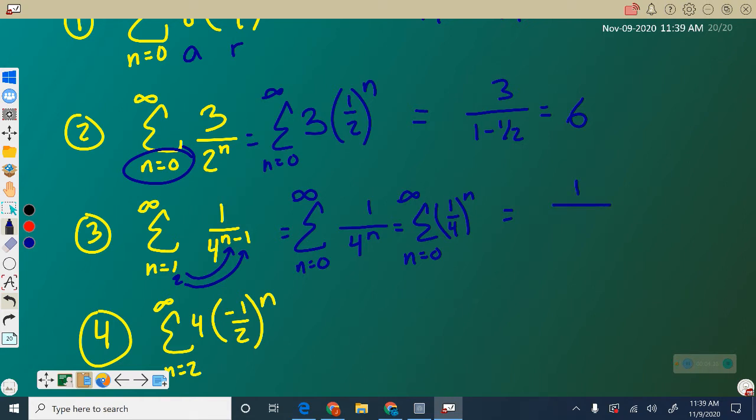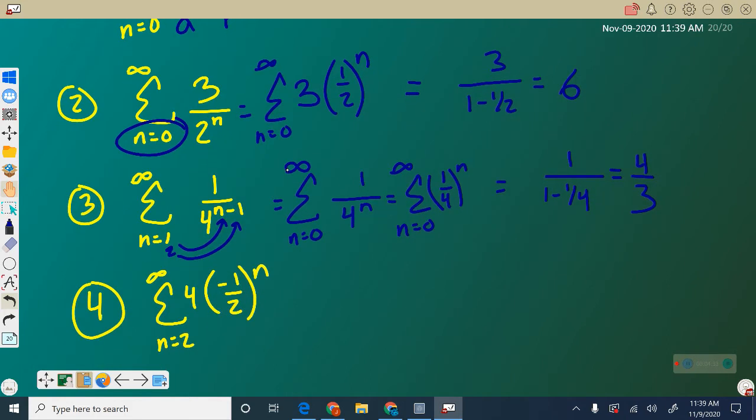There's no number in front, so we call it just 1. 1 minus 1/4 is your denominator. So you get 1 over 3/4, which becomes 4 over 3 for your answer. All right, one final one that we're going to look at.